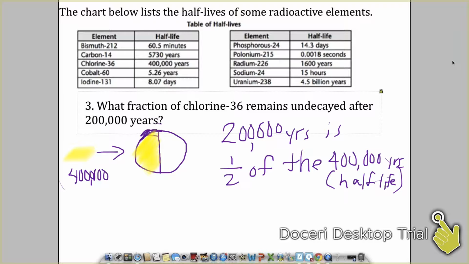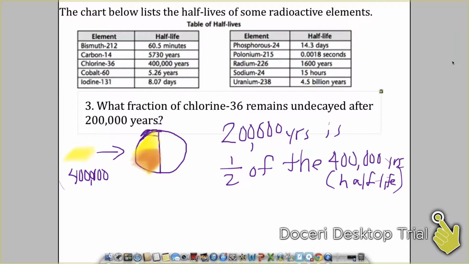Same thing with index fossils or elements. It molds or decays daily at some percentage or some amount. So after 200,000 years, which is half of its half-life, how much of that is going to decay? A half of whatever that half is there. I'm going to highlight that in orange. So over 200,000 years, which is only half of the 400,000 years, only half of the half is decayed. It will take another 200,000 years for the entire half to be decayed.